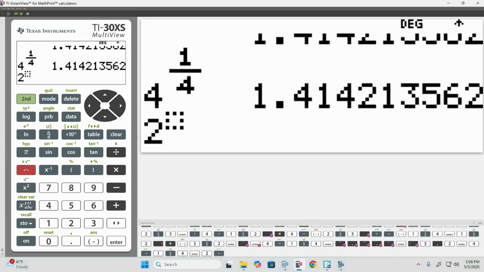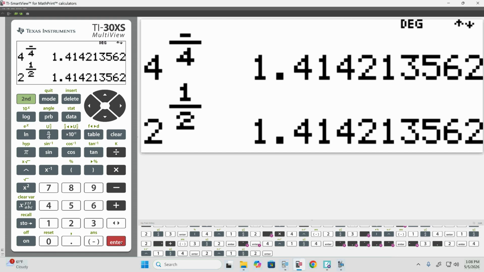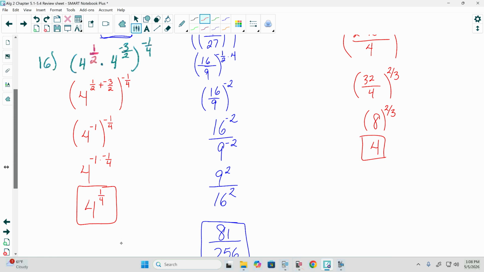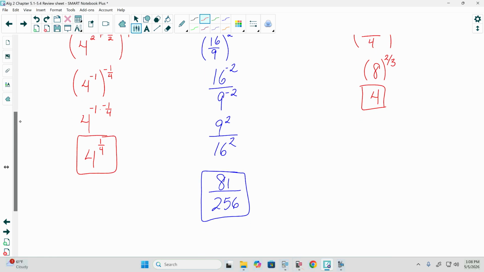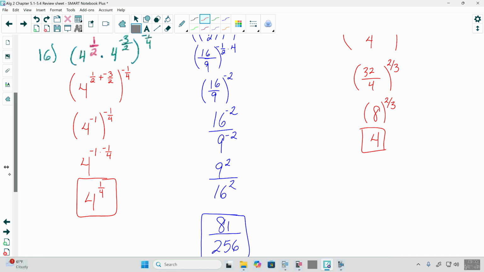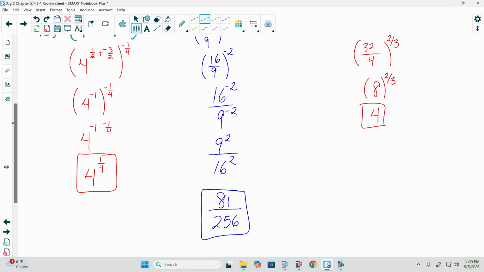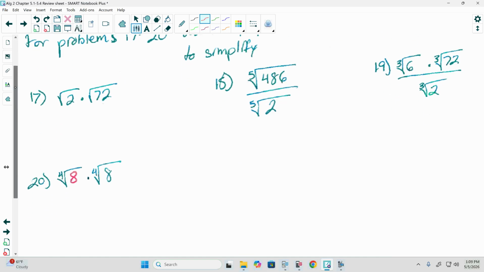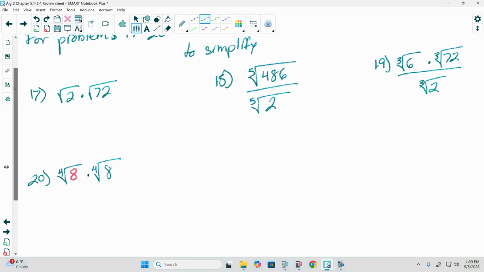Funny enough, it's actually also the same as 2 to the 1/2, because 4 is 2 squared. So really we could say it's 2 to the 2/4, which is 2 to the 1/2. I would take either 2 to the 1/2 or 4 to the 1/4. Questions on 13 through 16? Questions on 17 through 20, one of these that y'all want to look at.